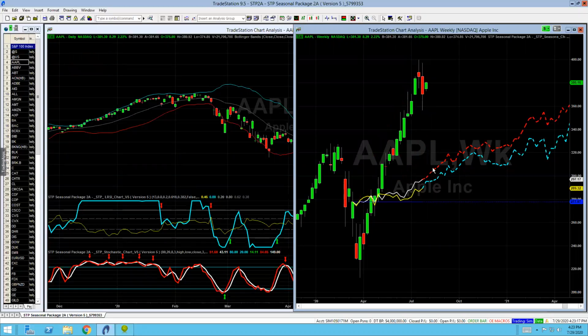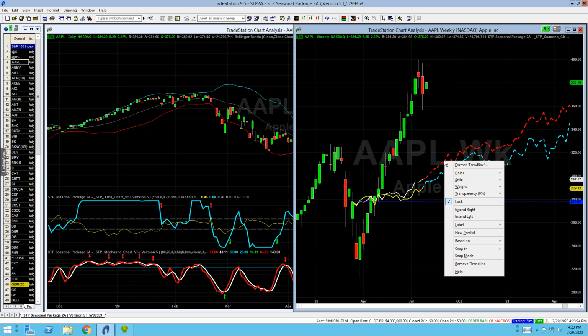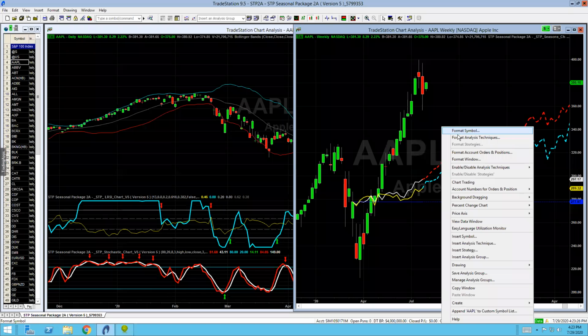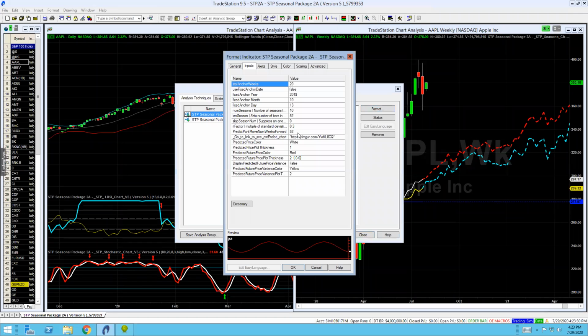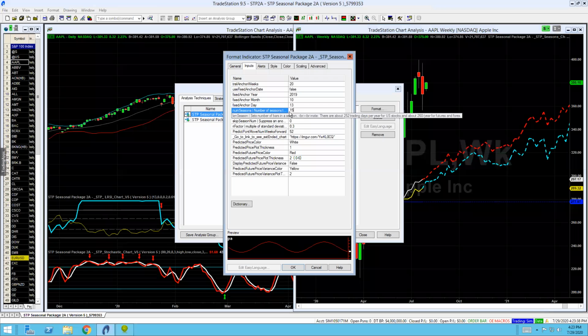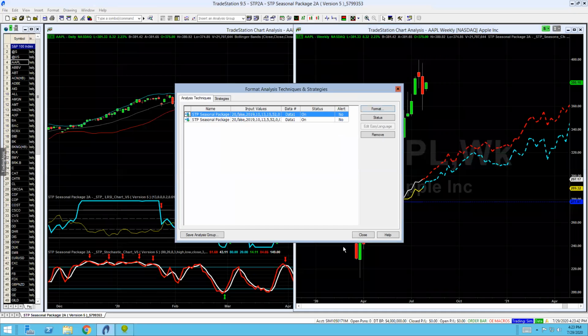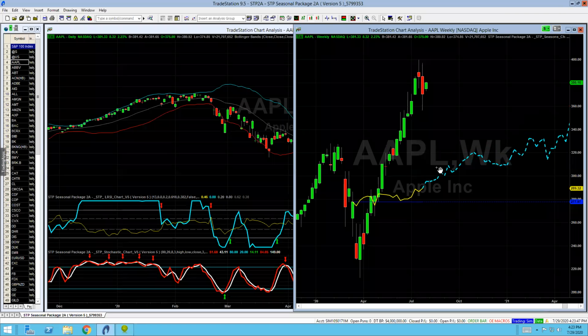And again, this is based off of 10 years, and then the Magnetic is 5 years, but that's all customizable. So again, let me just show you. If I go in here and I go to Format Analysis Technique, right now I have the red is 10-year. Let's say I wanted to see the 15-year. You just type in 15. As long as the stock's been around that long, it'll give it to you. Obviously it can't give it to you if it hasn't been around that long.